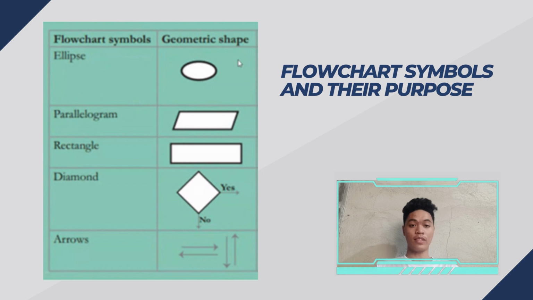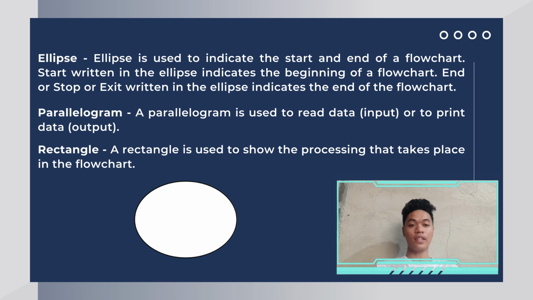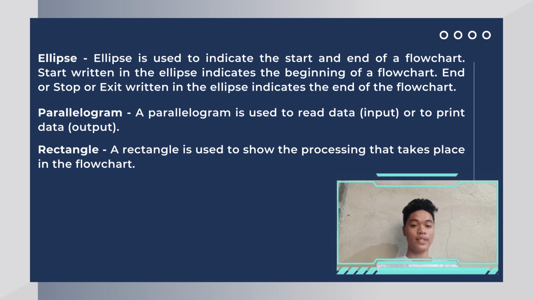First one is the most important part, which is ellipse, that signifies the start of a flowchart and its end. Next, the one that connects the flowchart symbol, which is the arrows that are responsible to bridge or link the steps.